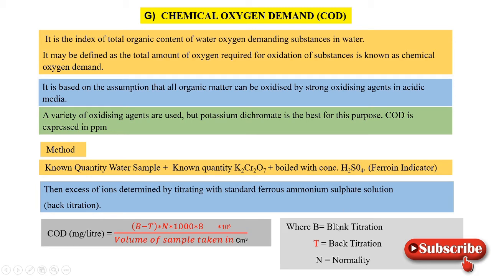So with the help of the values of B, T and N and the volume of sample taken, we can calculate the value of COD in milligram per liter.